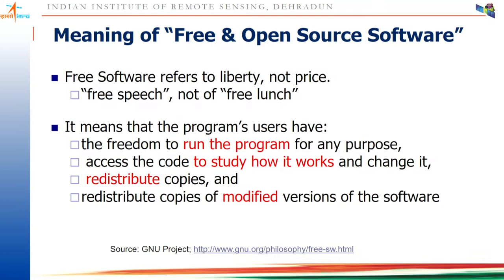Second, and more important, is that you have access to the code and you can study how it works and possibly change it. Many a times you have an algorithm in the software and you just click it without knowing what is happening in the background. In case of open source software, since you have access to the source code, you have the freedom to study how it works and to change it.